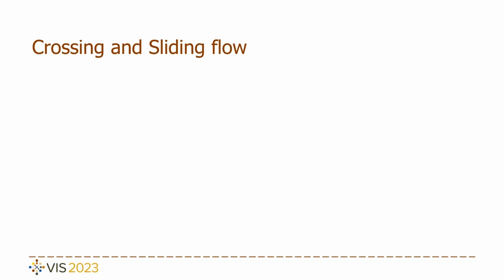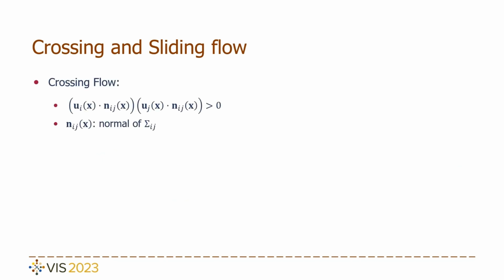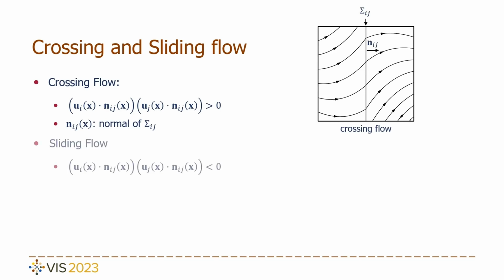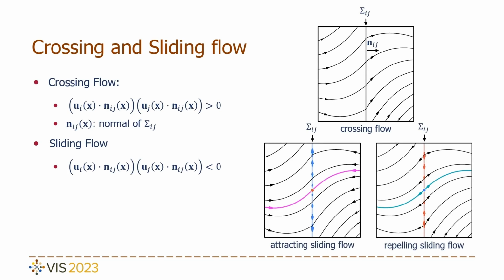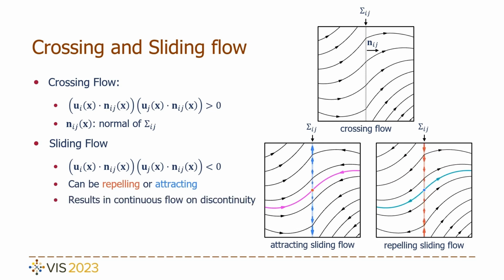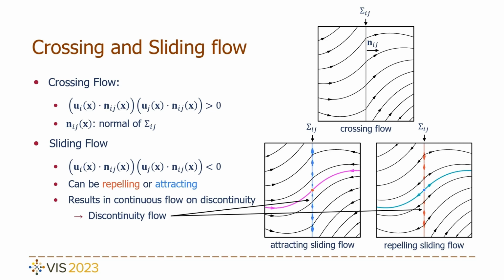Crossing flow occurs where one field points towards the discontinuity and the other away from it. A time reversal of solutions is here possible. Sliding flow occurs where both fields either point towards or away from the discontinuity. Furthermore, sliding flow can be of type repelling or attracting, and results in a continuous flow on the discontinuity, which we refer to as discontinuity flow.